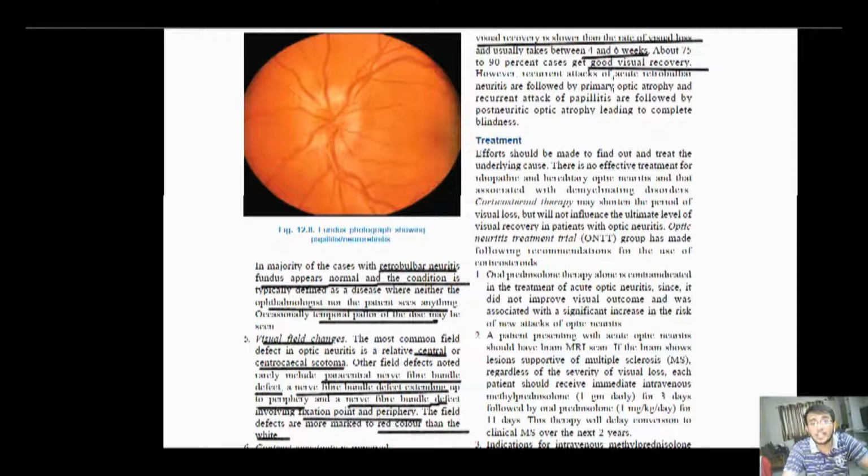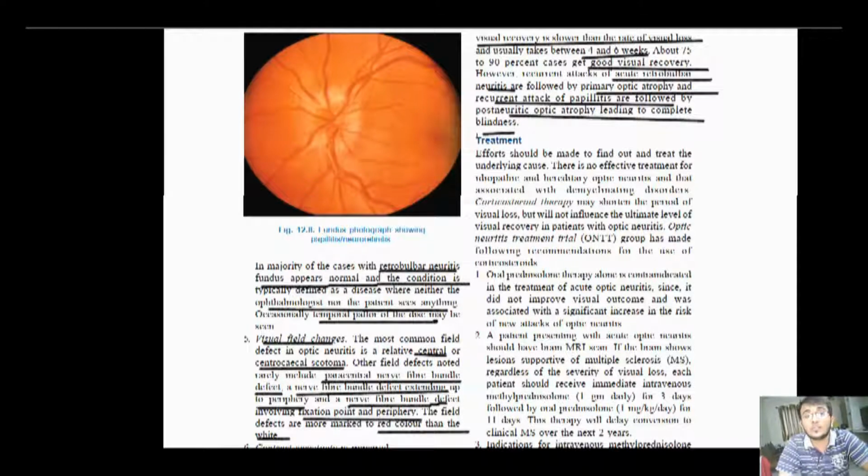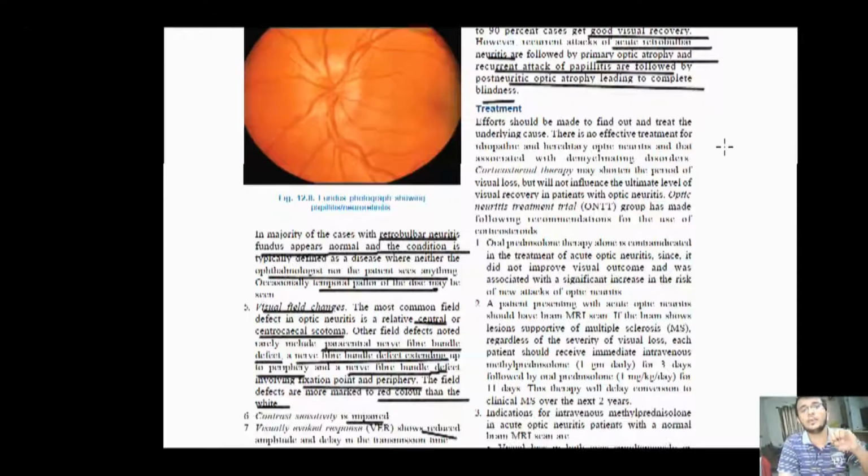However, recurrent attacks of acute retrobulbar neuritis are followed by primary optic atrophy, and recurrent attacks of papillitis are followed by post-neuritic optic atrophy, leading to complete blindness. See, recurrent attacks of acute retrobulbar neuritis are followed by primary optic atrophy. The optic nerve gets damaged. And recurrent attacks of papillitis are followed by post-neuritic atrophy. Both of them lead to complete blindness.